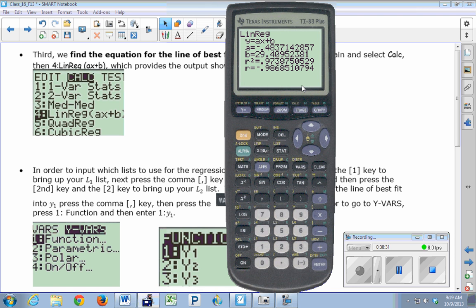Negative 0.98. Negative 0.9868. Very strong.